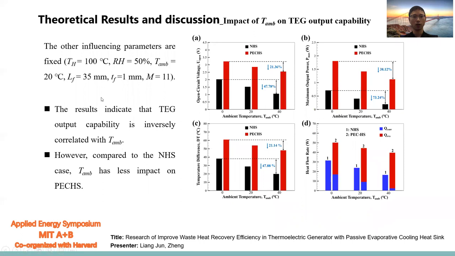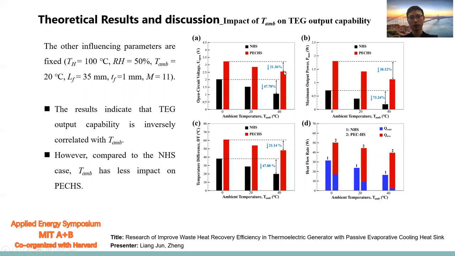And then there is the factor of the environment temperature, TA and B, on the TEG output capacity. The other influencing parameters are also fixed. The results indicated the TEG output capacity is inversely correlated with the environment temperature. But compared with the normal heat sink case, the black one, we can find the environment temperature has less impact on the passive evaporative cooling heat sink case, which we can see in figure A. For the normal heat sink case, as the environment temperature goes from 0 to 40, the output voltage decreases almost 50%, but for the PECHS case it only decreases about 20%.